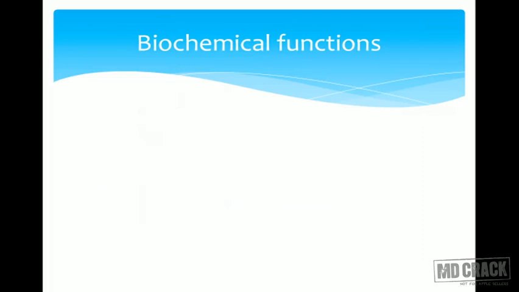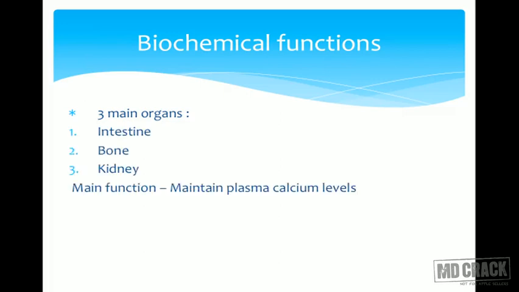Now, what are the other biochemical functions of vitamin D? It acts on 3 main organs: intestine, bone and kidney. And the main function of vitamin D, calcitriol, is to maintain the calcium levels. Plasma calcium levels have to be maintained.